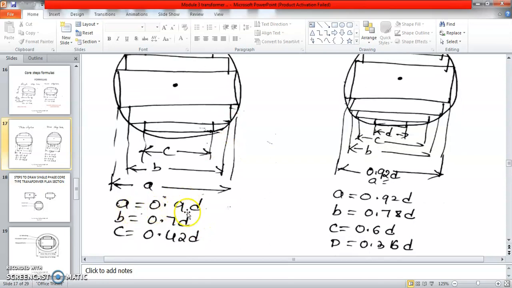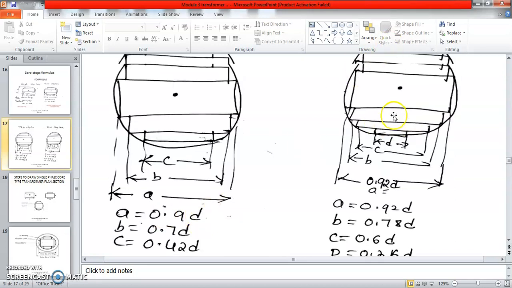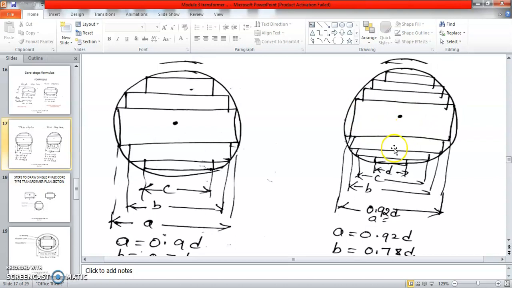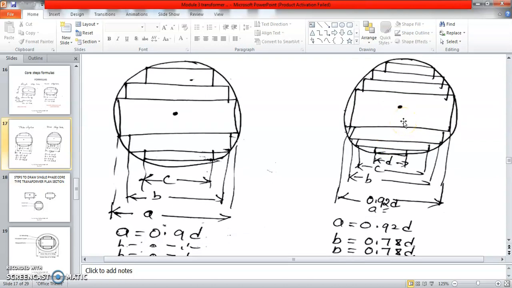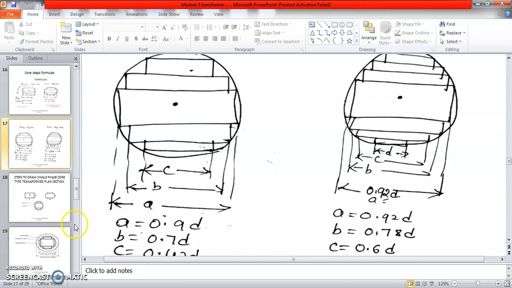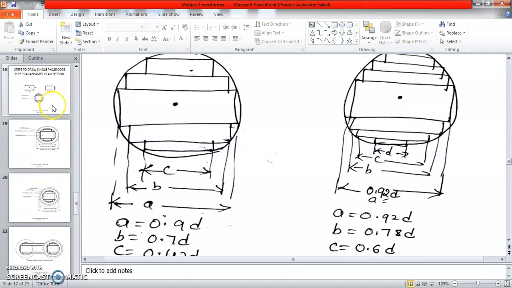A is equal to 0.924, something like 21.6, like that. You can just find it. Similarly, for a 4-step core, you have to find the values of A, B, C, D, and then you can draw the steps easily in AutoCAD. So these formulas are very important. With these formulas, let us go for the step-by-step formation of how to draw a single phase transformer.